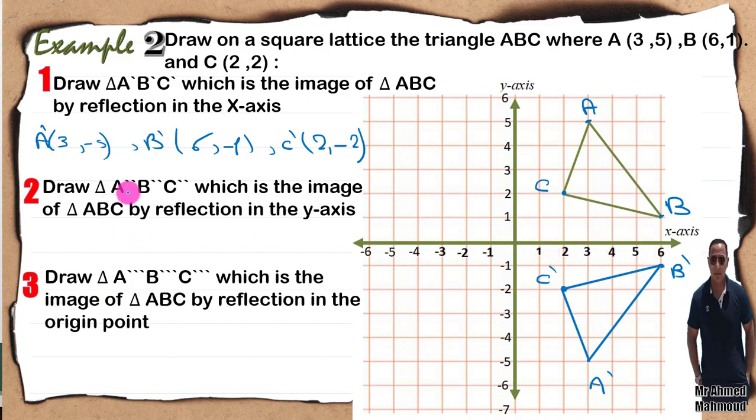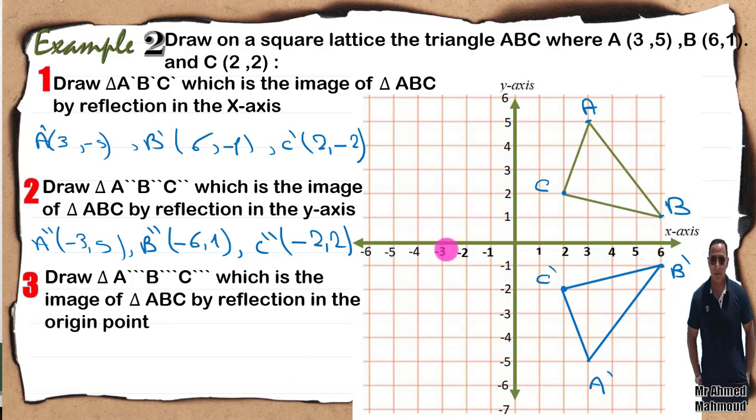Okay. A double dash B double dash, reflection in the y-axis. Okay. Here A double dash, we are going to change x, so it will be negative 3, 5. B double dash, negative 6, 1. C double dash, negative 2, 2.